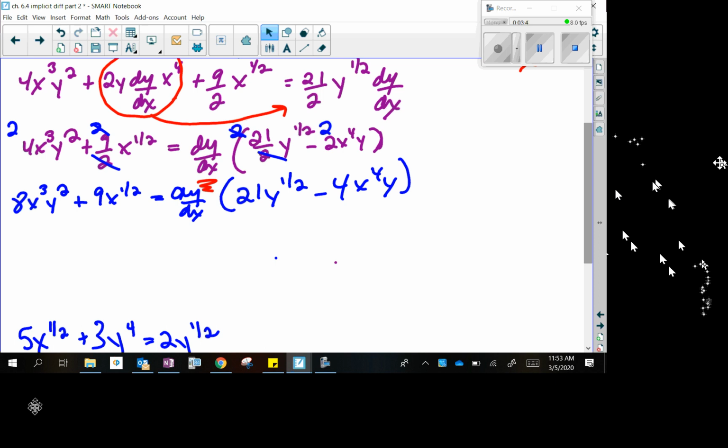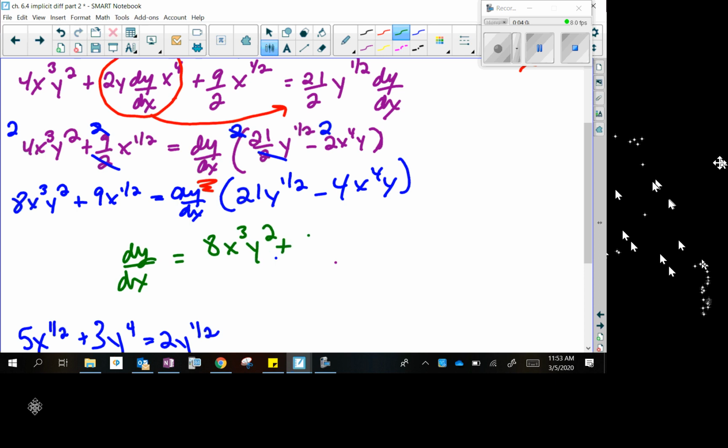So now, when we solve for dy/dx, all we have to do is divide, right? So our final answer is again, dy/dx equals 8x to the third y squared plus 9x to the 1/2, over 21 y to the 1/2 minus 4x to the fourth y.